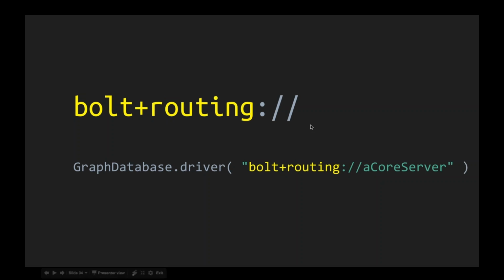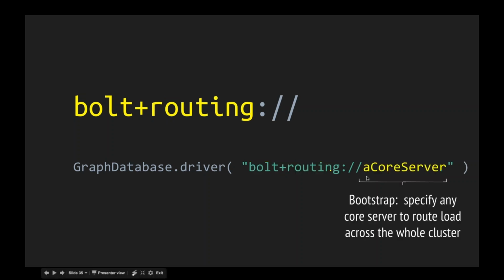And Bolt plus routing specifies a server in the Neo4j causal cluster which can effectively act as a bootstrap for routing. In other words, that server will be able to give information to the client, to the driver, relating to the topology of the cluster and relating to the endpoints that are available, supported by the different servers within the cluster for different kinds of activity, for example, read activity, write activity, or indeed to support future or further routing requests.